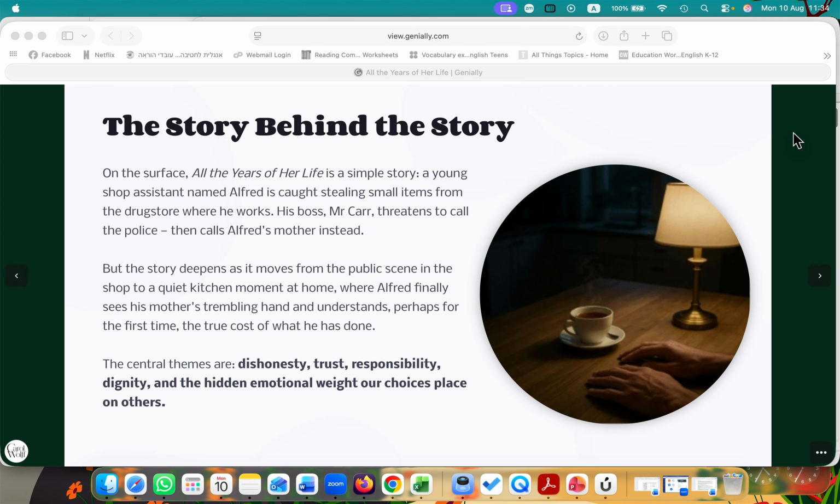The turning point comes later in the scene of the kitchen when Alfred notices his mother's trembling hands and he begins to understand the emotional weight of what he has done. That moment, from a public incident to a private moment, is what brings the unit's central ideas: dishonesty, trust, responsibility, dignity, and most important, the hidden emotional costs to life.